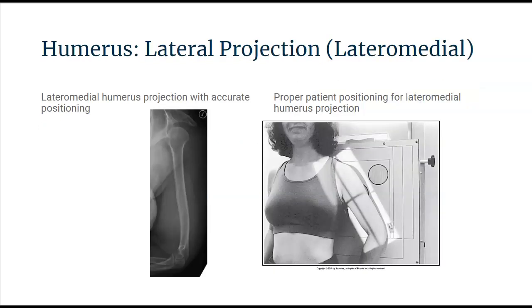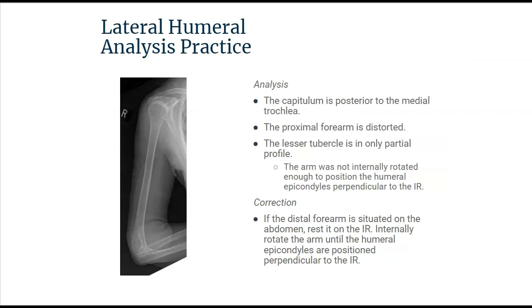Let's talk about the lateral projection, lateral-medial specifically, for the humerus. Recall the image analysis guidelines again. Looking at this image, let's analyze it. We can tell that there is something not going on here correctly. We do not have a true lateral elbow and humerus. We cannot see the lesser tubercle in profile like we should.